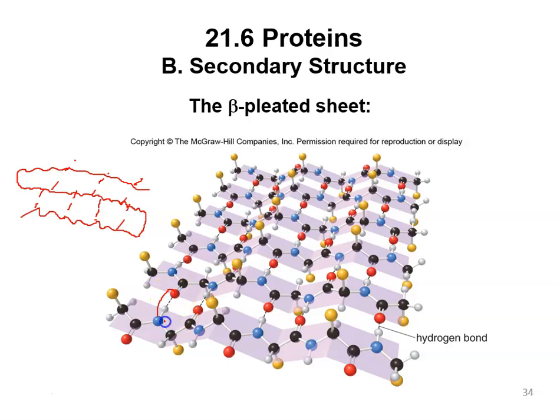And again, it's hydrogen bonding. All right, and again, it's an NH from one side and a carbonyl on the other. You can see an NH here and a carbonyl. You kind of see that NH carbonyl, NH carbonyl, NH carbonyl. And that's a beta pleated sheet.